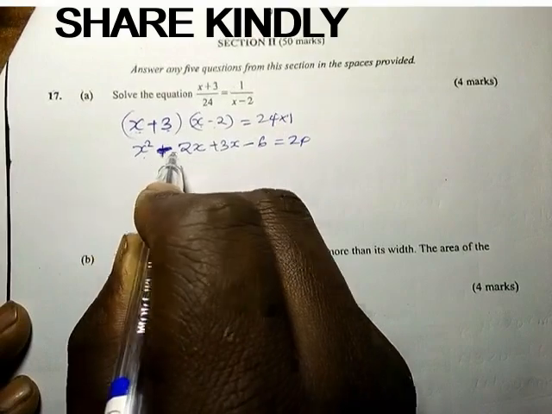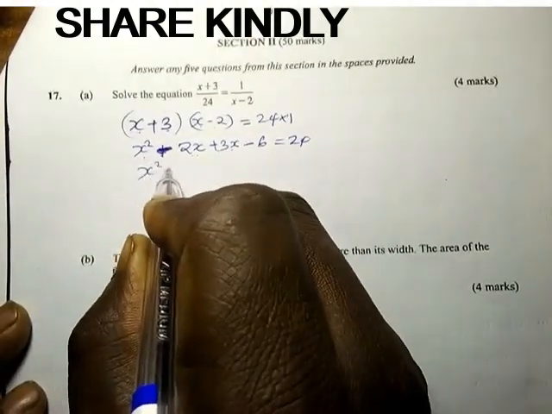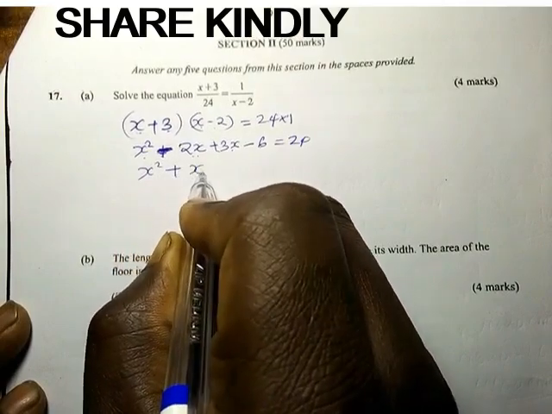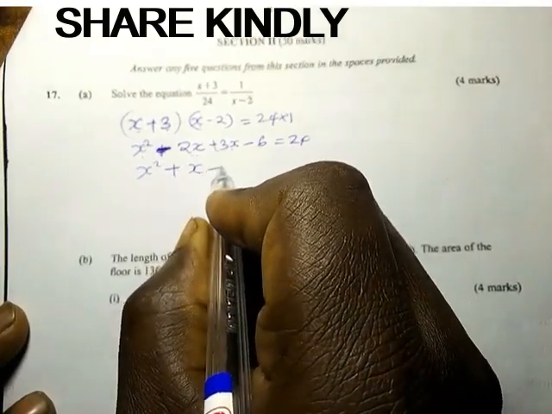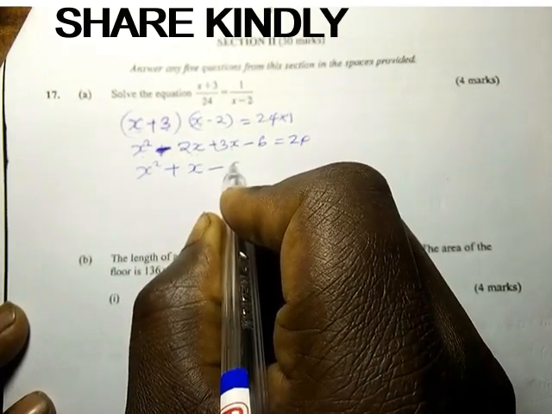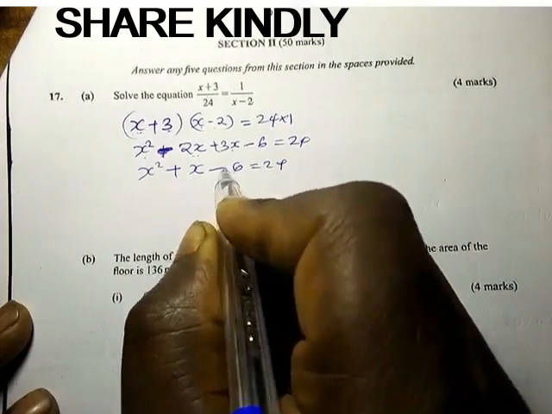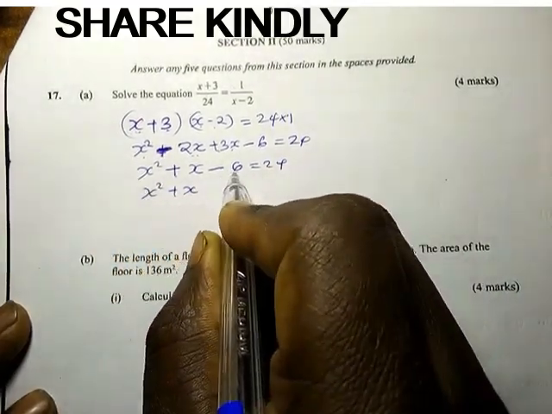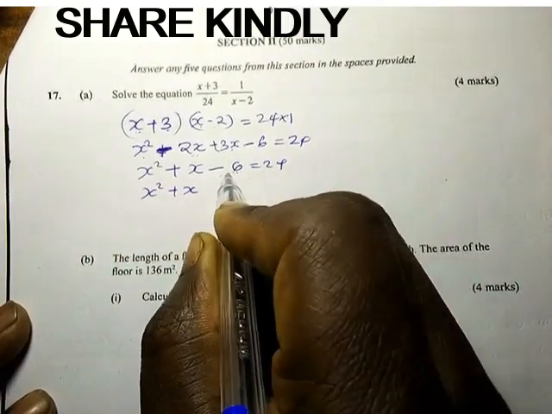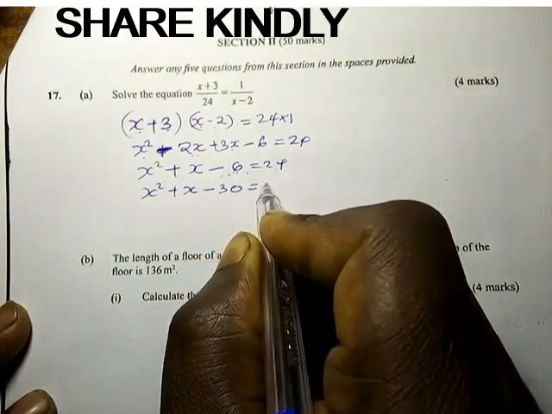So x squared minus 2x plus 3x, we will have x squared plus x, minus 6 equal to 24. So bring this side, where we have x squared plus x, negative 24, negative 6, negative 24 will be negative 30, equal to 0.